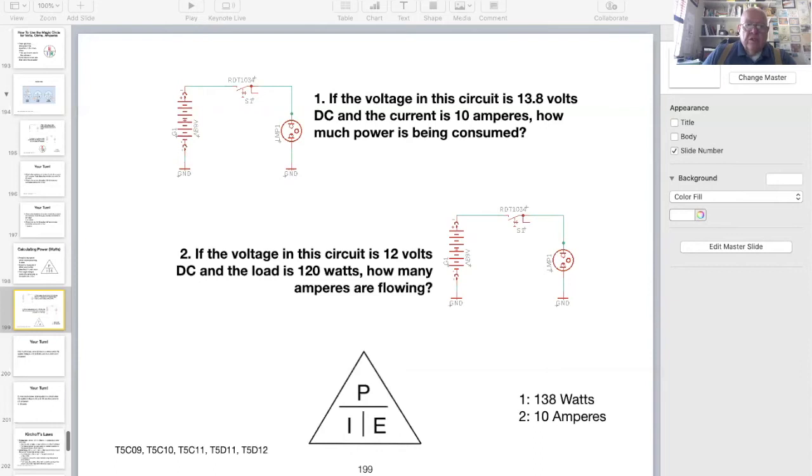In question 2, we know that there are 12 volts and 120 watts are being consumed. We want to know how many amps of current are flowing. I cover up the I, and the magic triangle says to divide the watts 120 by the volts 12, and we'll find out that there are 10 amps of current flowing.